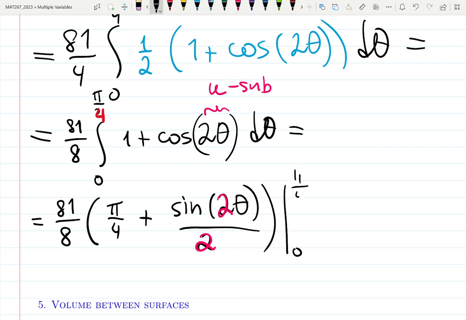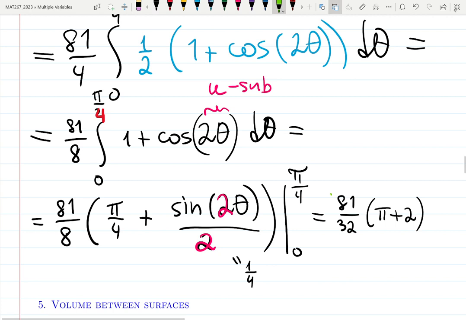And finally, we can actually finish that. I will skip that. Pi over 4 plus 1/4. This whole thing is 1/4. So the answer is 81 over 32 times pi plus 2. It doesn't matter how you write it down. Somehow in my notes it's factored out nicely. That's it, that's the answer.